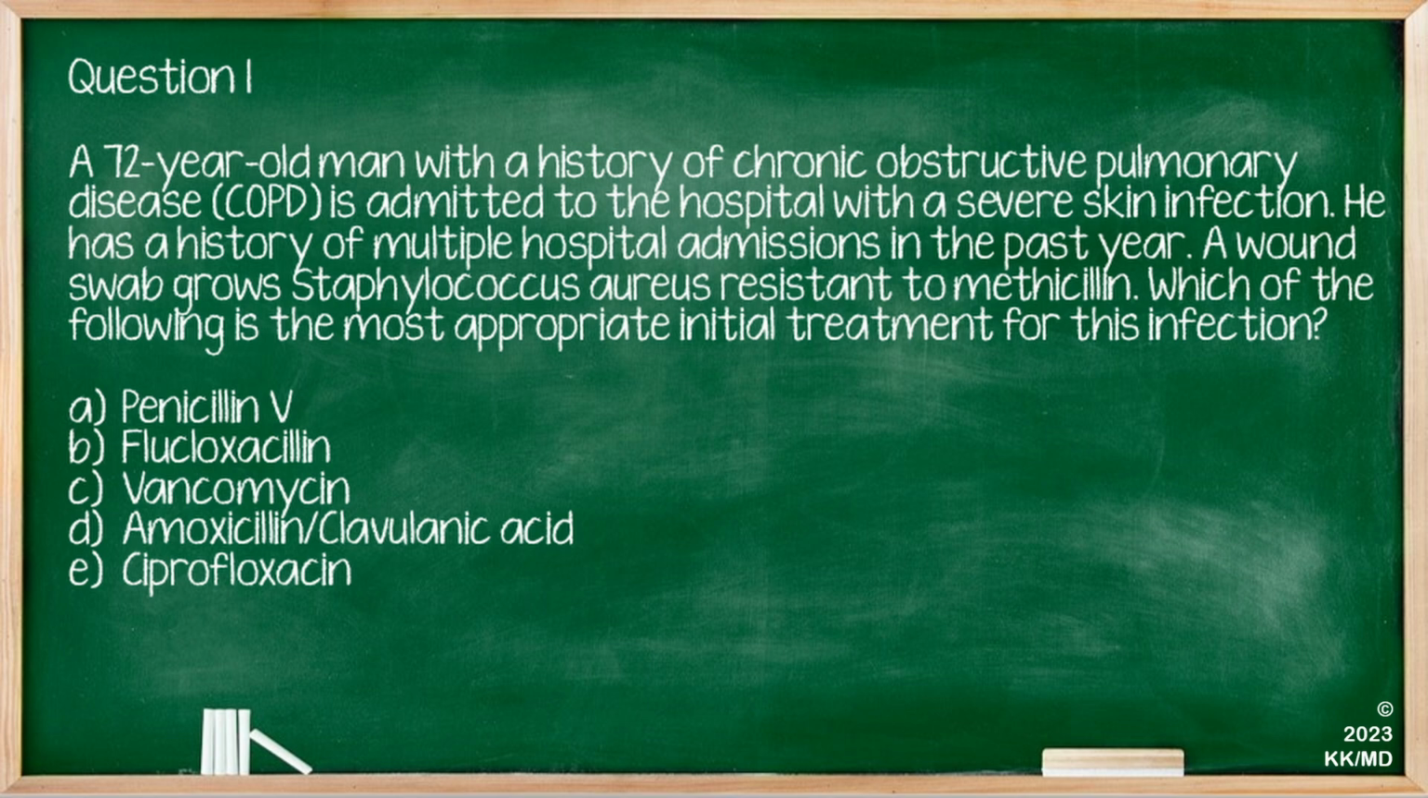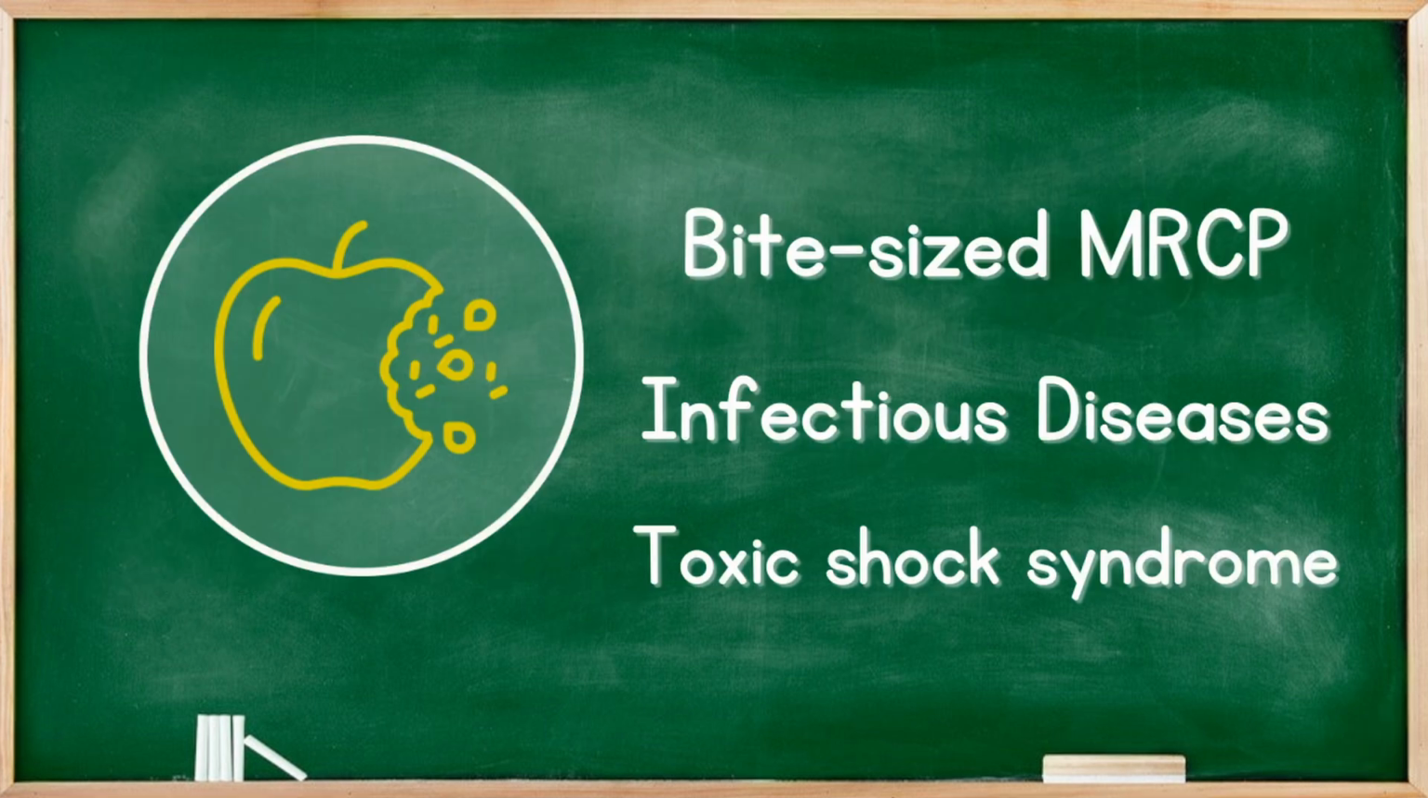A. Penicillin V, B. Flucloxacillin, C. Vancomycin, D. Amoxicillin with clavulanic acid, E. Ciprofloxacin. So if you recall, we discussed this in this session, that at least the initial treatment suitable for MRSA is going to be option C, which is vancomycin.